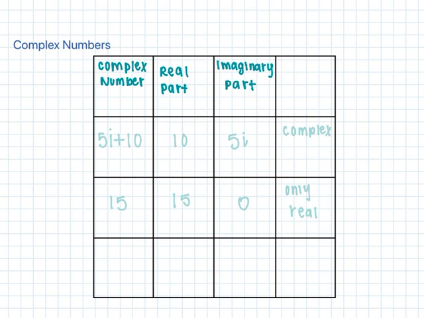Now, let's take the complex number 2i. So, as we can see, there is no real part in this complex number, but the imaginary part is 2. And since there's only an imaginary part, this is only imaginary. Therefore, this complex number is only imaginary.